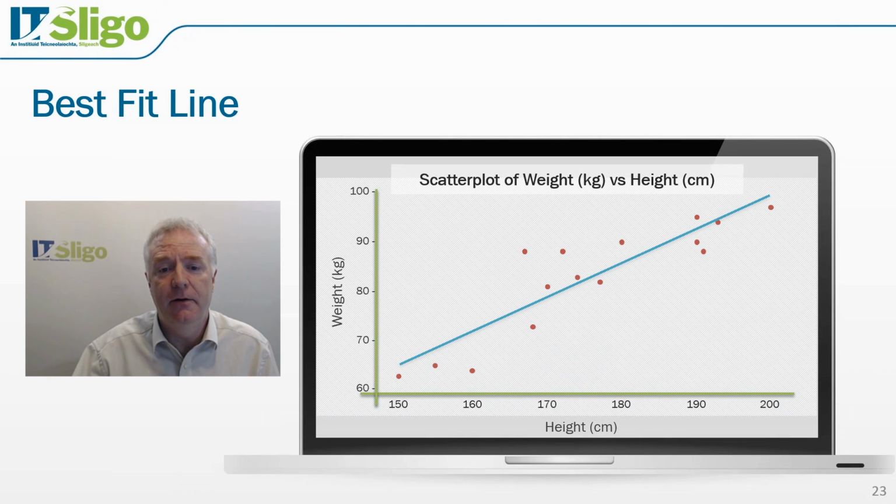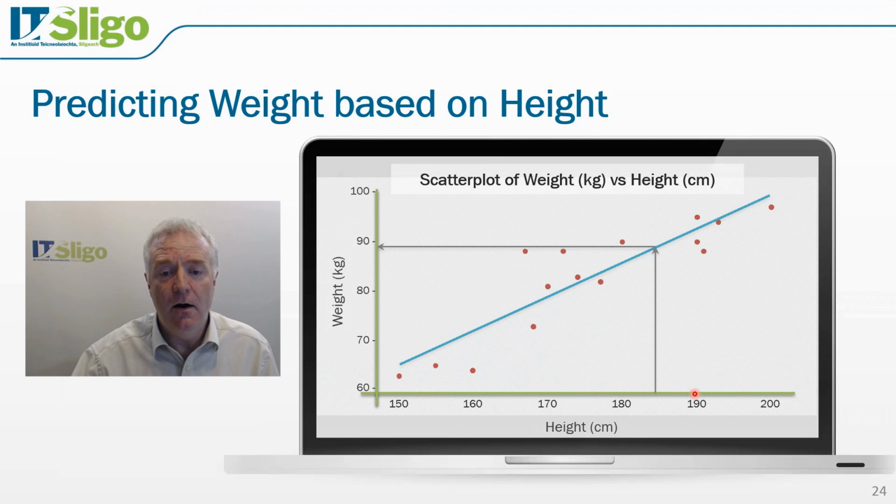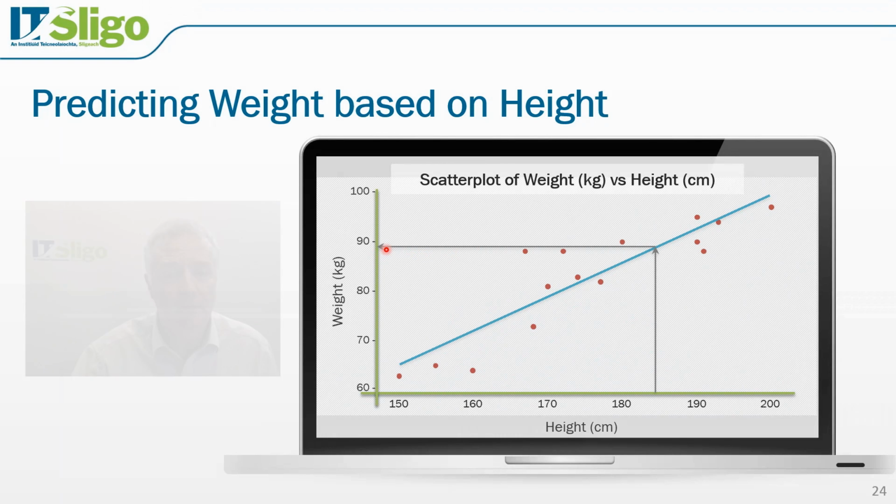And we see an example here. We can fit a best fit line to that, and we see that the best fit line takes into account the best fit to the data that we're presented with. We can then use this to predict what the weight of a particular person with a particular height should be. So we would expect that an individual, on average, with a height of 185 centimeters would have a weight of around 88 kilograms.